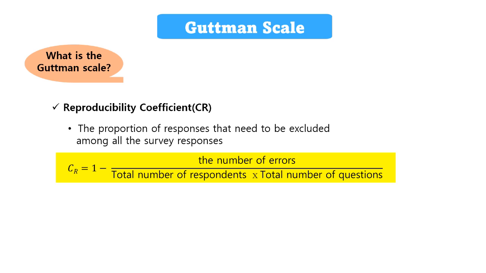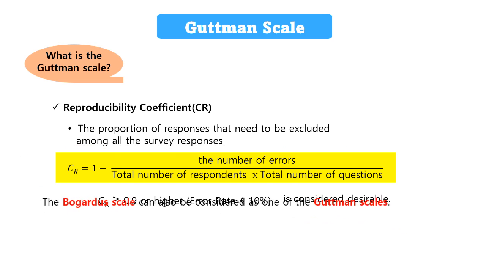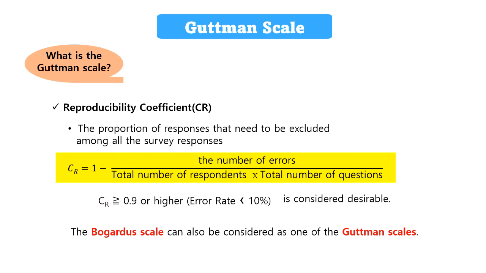The reproducibility coefficient is calculated by subtracting from 1 the number of errors divided by the total number of respondents multiplied by the total number of questions. A Guttman scale is considered desirable when the reproducibility coefficient is 0.9 or higher, indicating an error rate of less than 10%. The Bogardus scale mentioned earlier can also be considered as one of the Guttman scales.